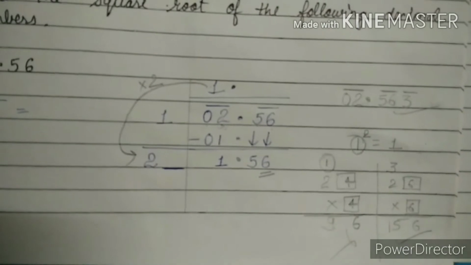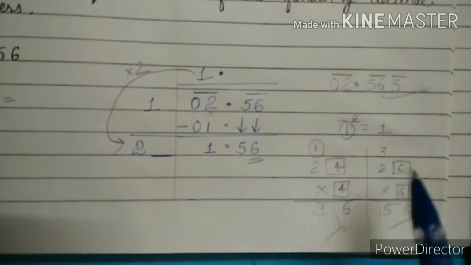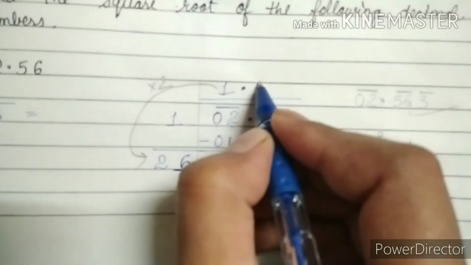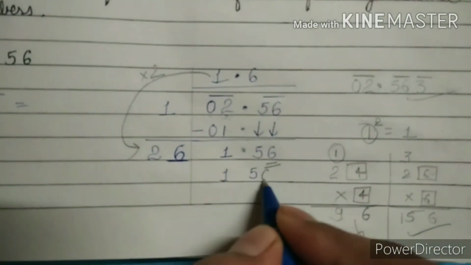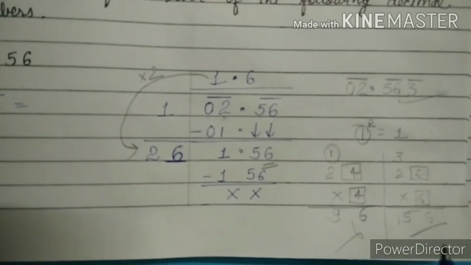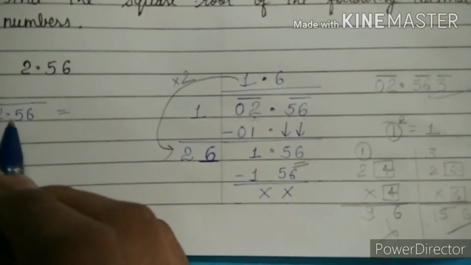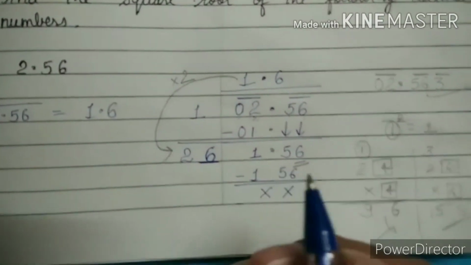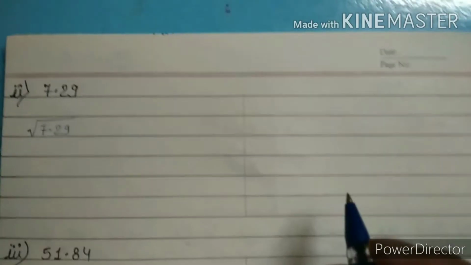Now we absolutely get 156 after putting 6 here. If we put 6 here, then we have to put 6 here also. We took 156, and after subtraction nothing is left. So the square root of 2.56 is 1.6. So this is the solution of the first one.